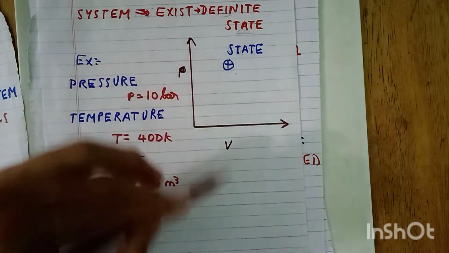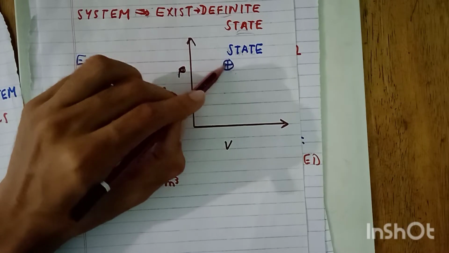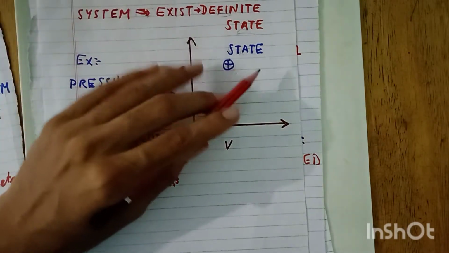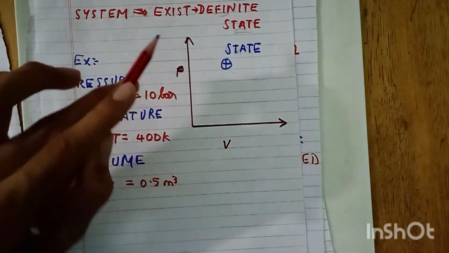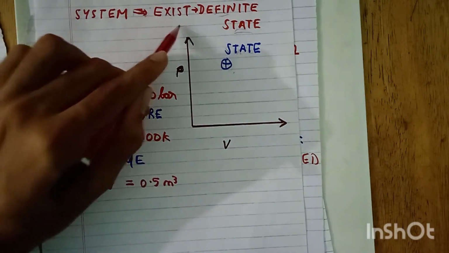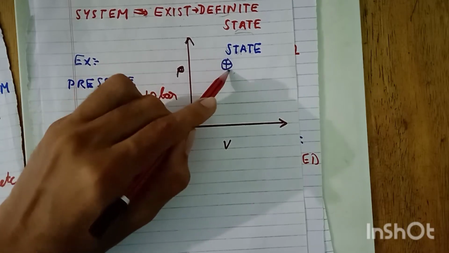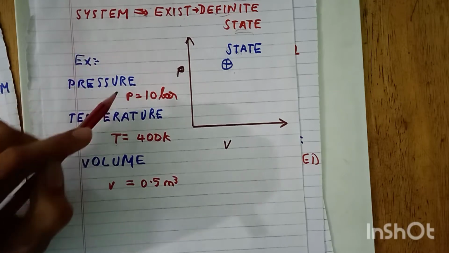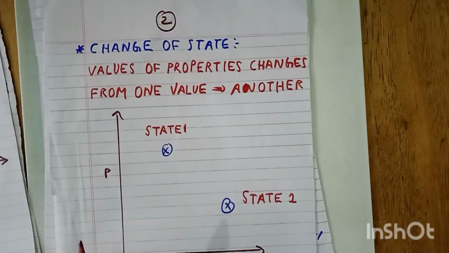For understanding purposes I have shown you a pressure-volume graph. Here we have marked the state. At this point we have definite values. So when the properties of a system have definite values, then the system exists in a definite state. This system exists in a definite state as it has definite values for its properties. That's simple, right? So let's move on to the next one, that is change of state.